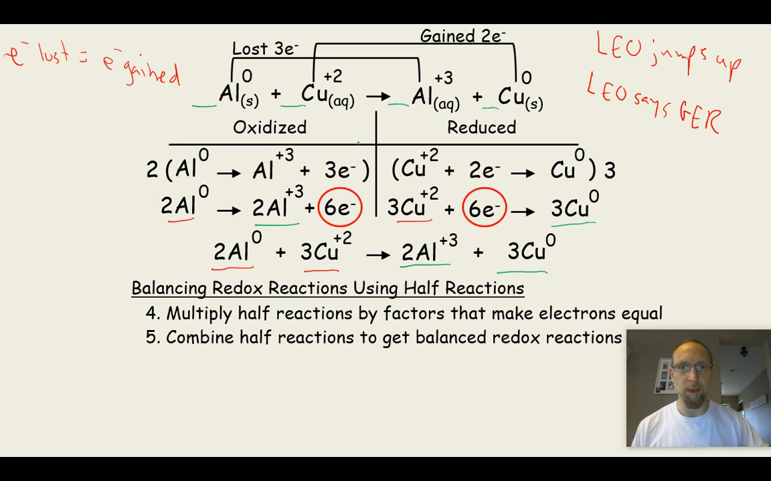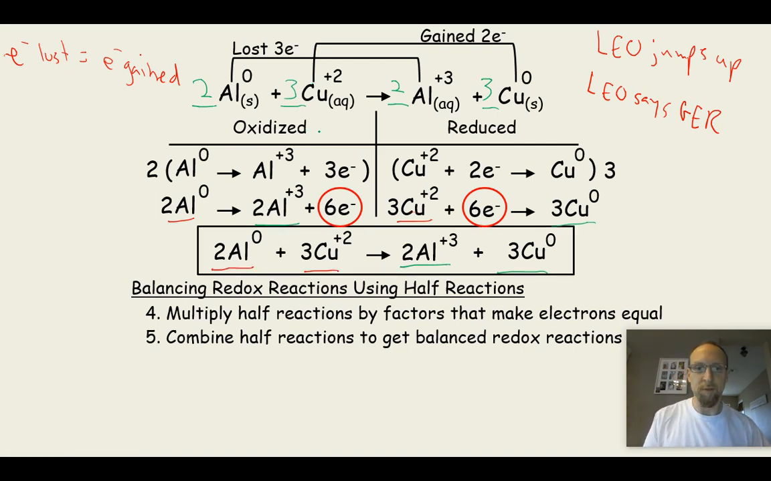And all you got to do is put the coefficients back in. So it would be like, okay, here's our 2 and 2 aluminum plus 3s. And then here's our 3 coppers and our 3 coppers. And that's the answer. So the answer is your coefficients, just like when we balanced equations in the past. All right, so that's your final answer.